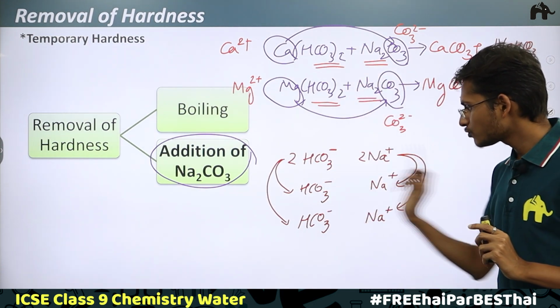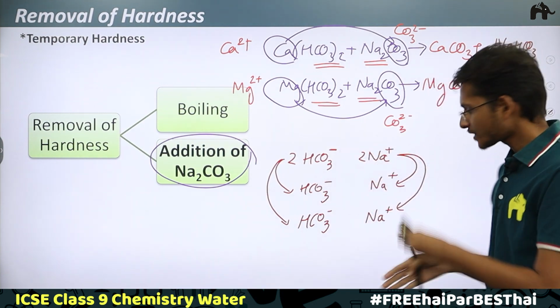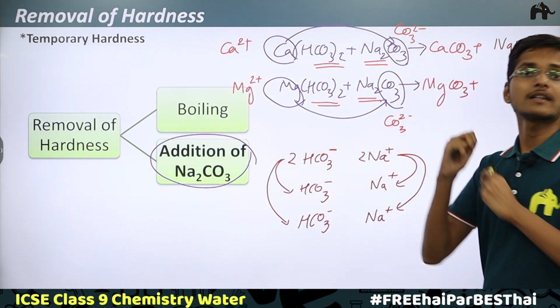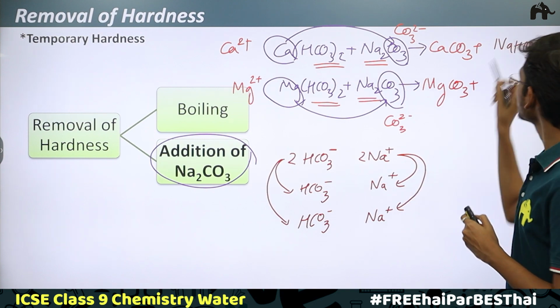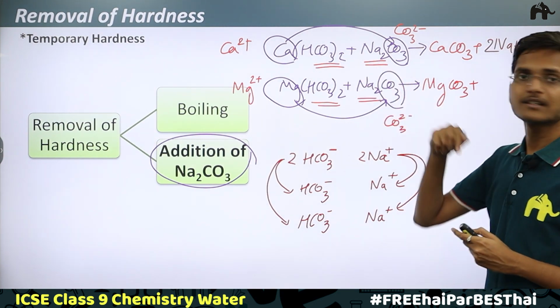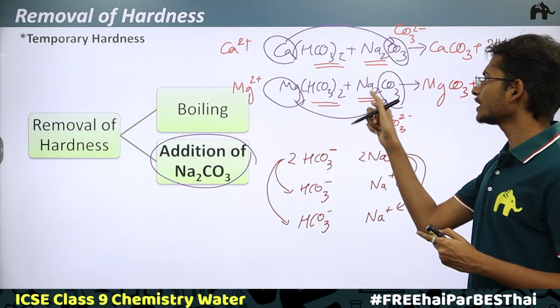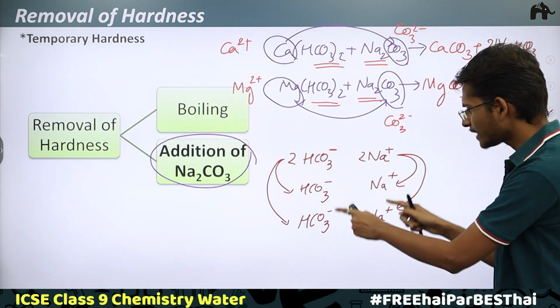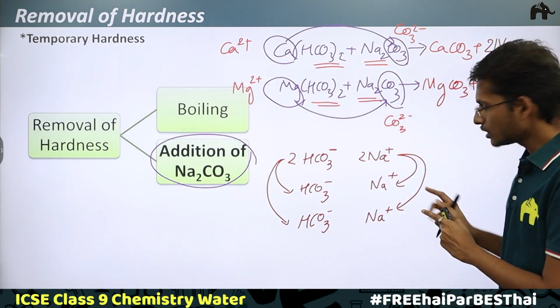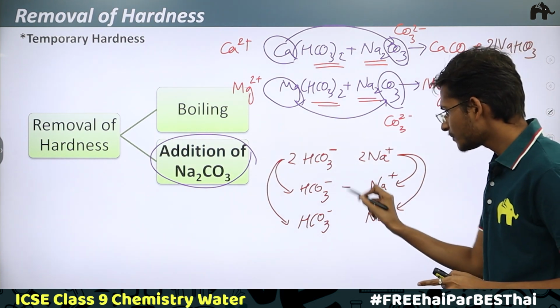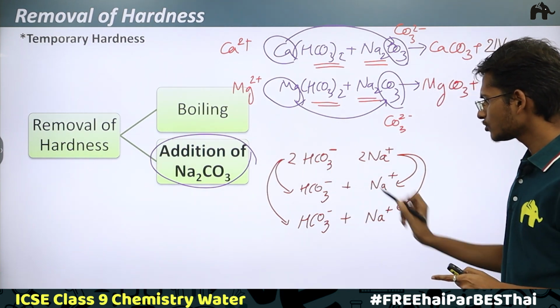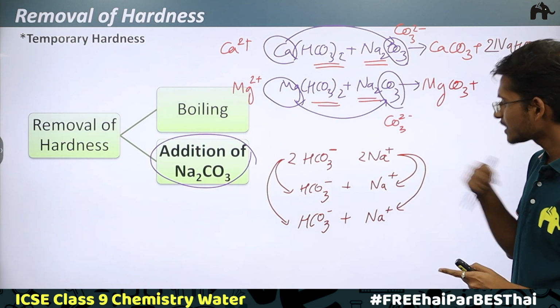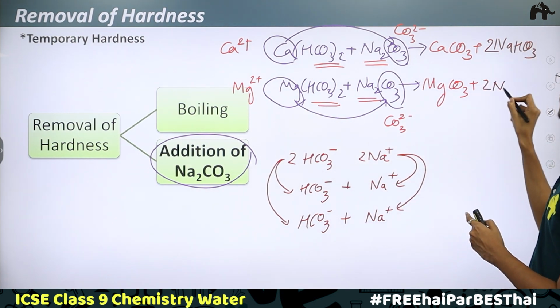So 1 Na+ and 1 HCO3- would form NaHCO3, and another Na+ with another HCO3- would form another NaHCO3, so 2 NaHCO3 would form. The same goes for this case: 2 Na+ 2 HCO3-, 2 Na+ 2 HCO3-. Splitting both the radicals, both will combine to give NaHCO3, NaHCO3, so 2 NaHCO3.